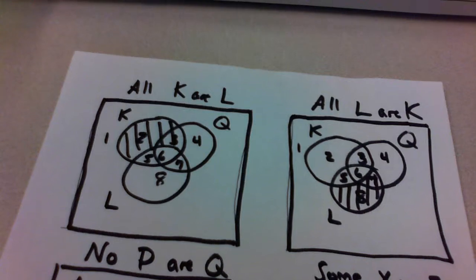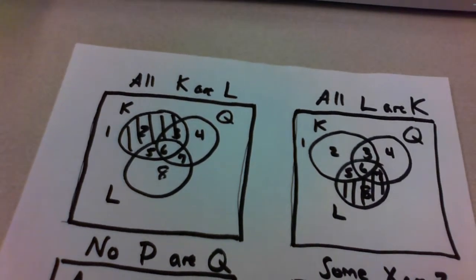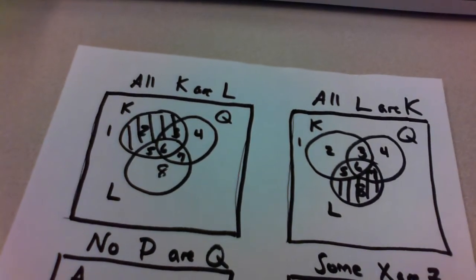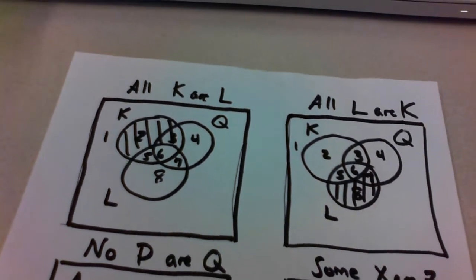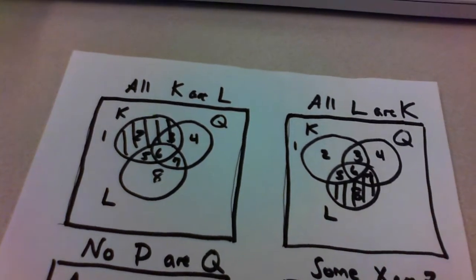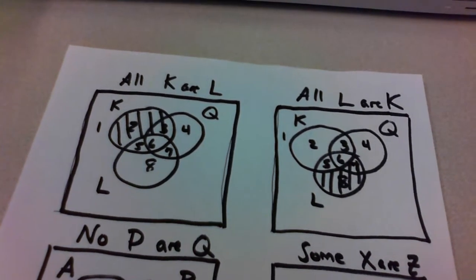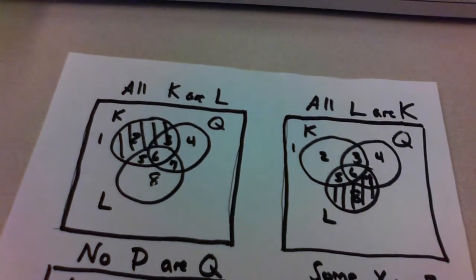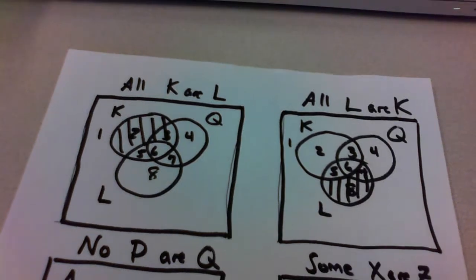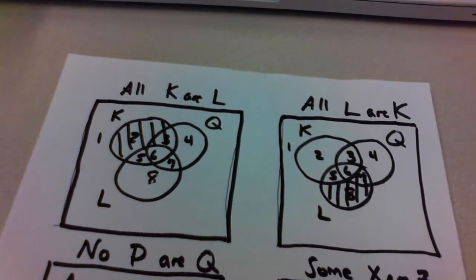It's crucial if you aren't clear in your mind about what shading as opposed to the X's or marks are. You're kind of dead in the water here, and it's going to be a disaster. So make sure you know the difference between marks and shading, X's and shading. Over on the right, notice how it changes if we say all L are K. All the L's are K.